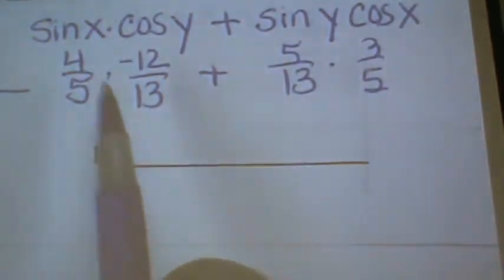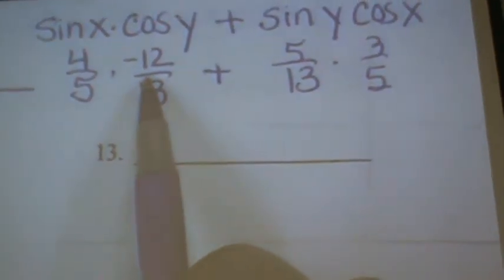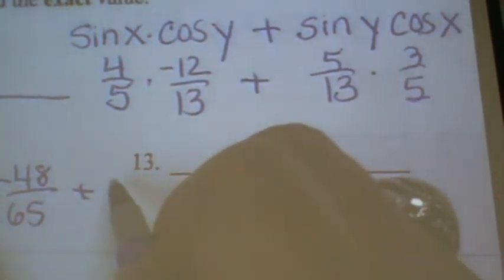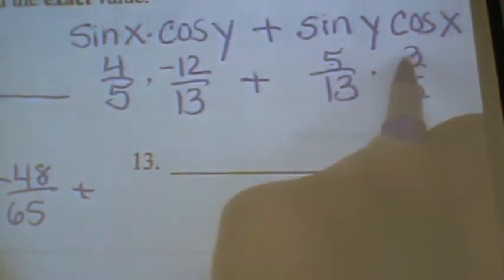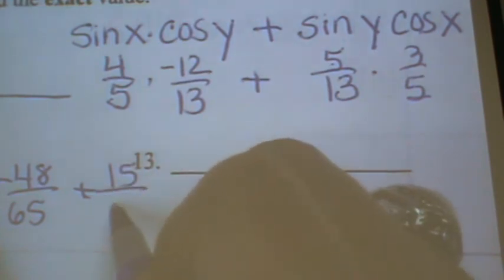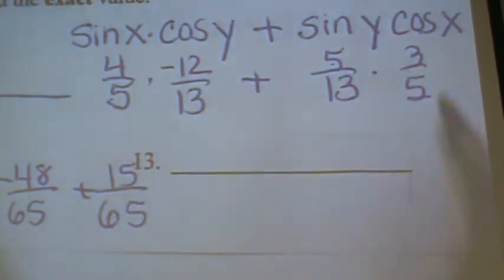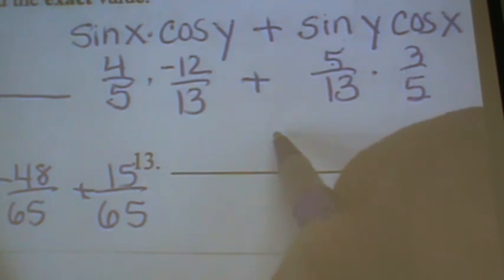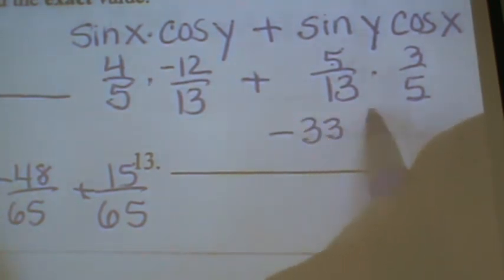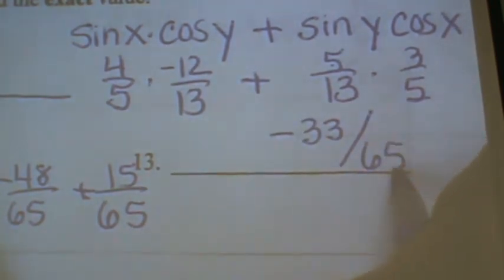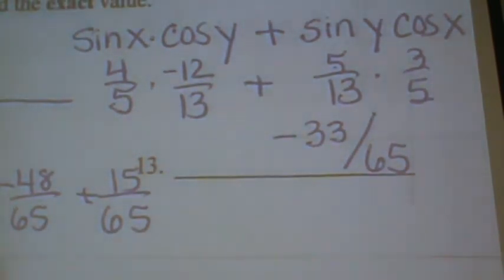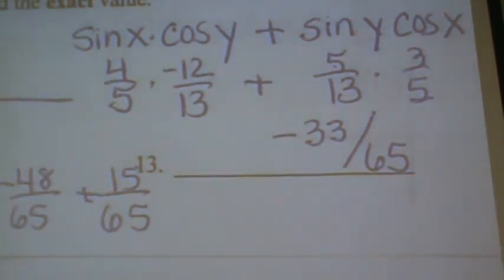What do you get here? What's 4 times negative 12? Negative 48 over 65 plus 15 over 65. What's my answer? Negative 33 over 65. You got it. And that's it. You need to know those identities.